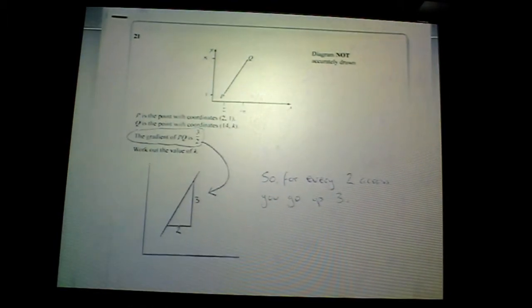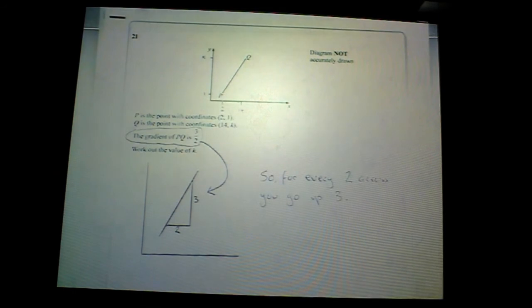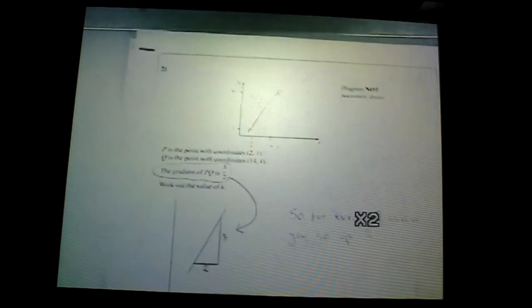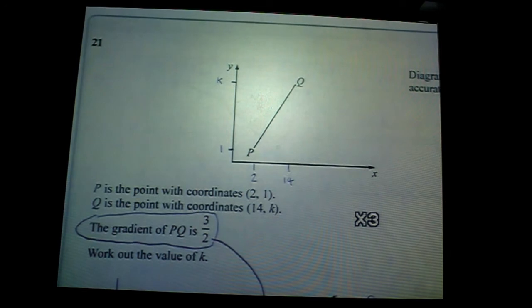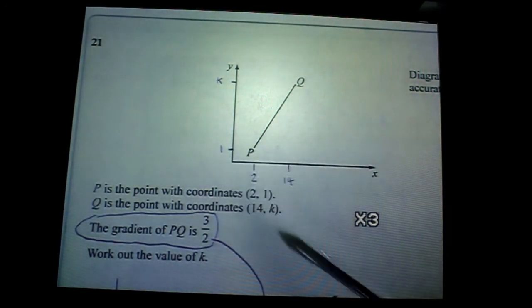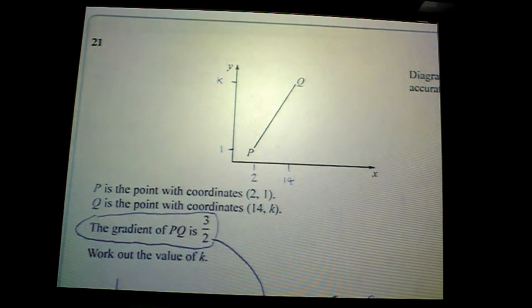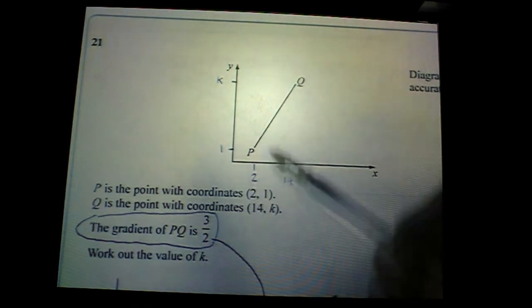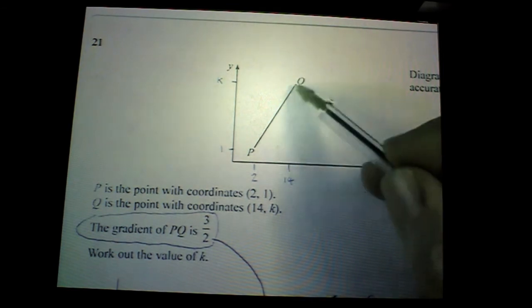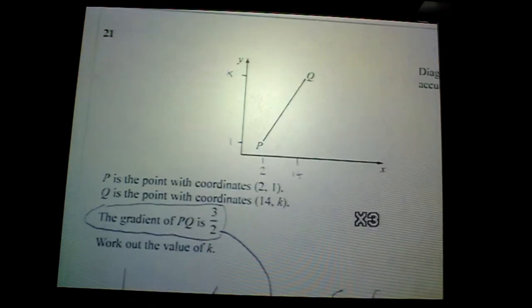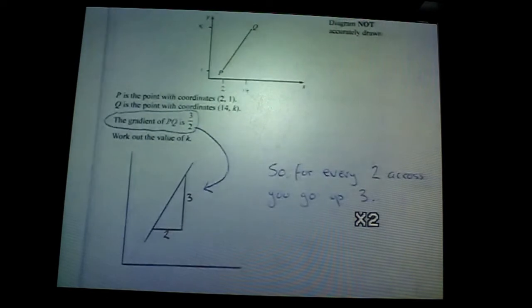There we go. This one I don't like very much, but I'll tell you how to do it. Here is a line. Point P has got the coordinates 2, 1, so I've labelled them on. Point Q is 14, k, which is there. The gradient of line PQ is 3 over 2. Work out the value of k. So you know point Q is 14, but you don't know where it is. This is the way I've done it, and this is probably a bit basic, but it seems to work for me.